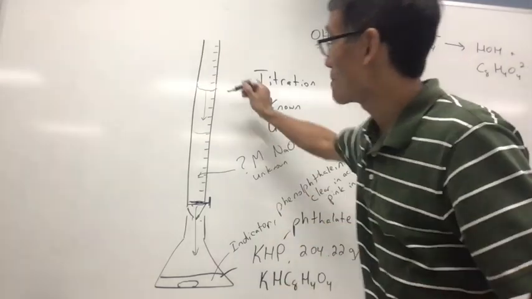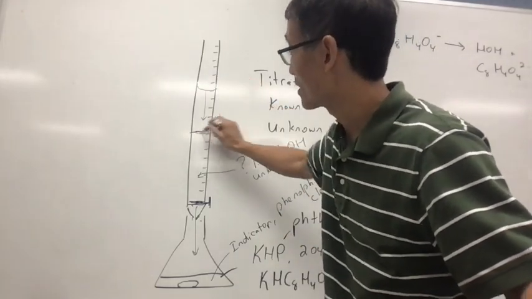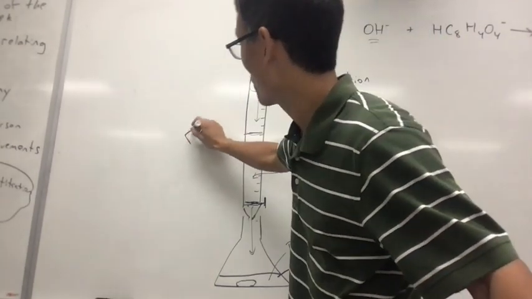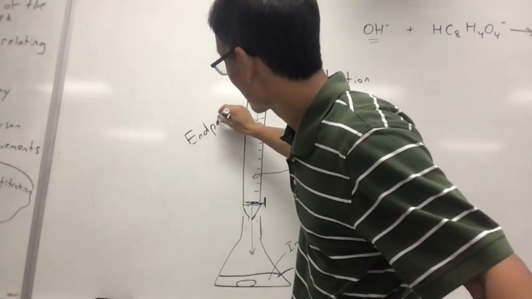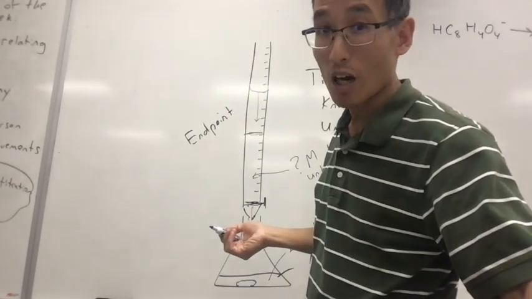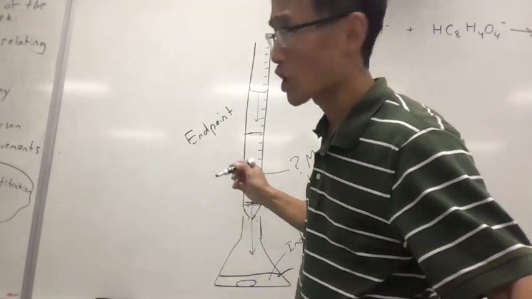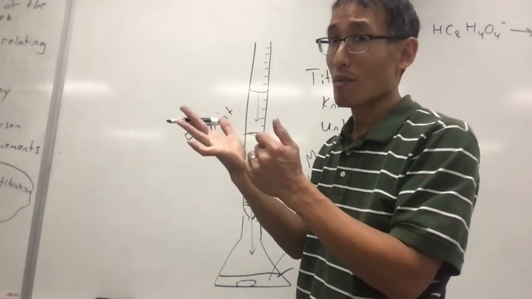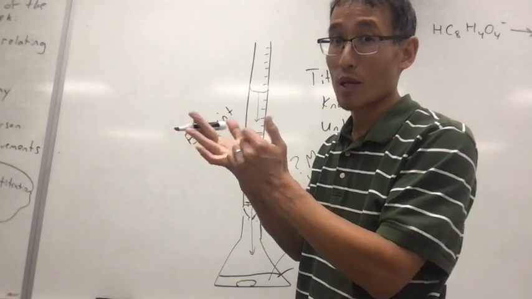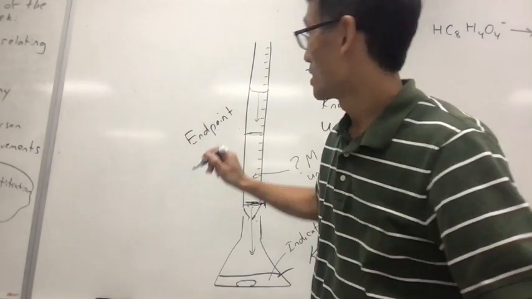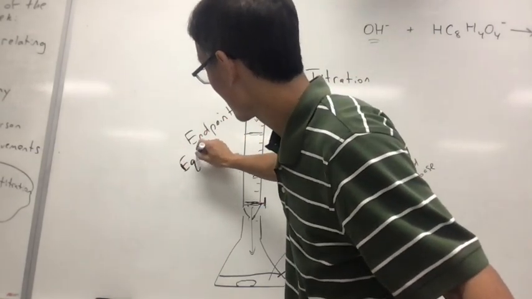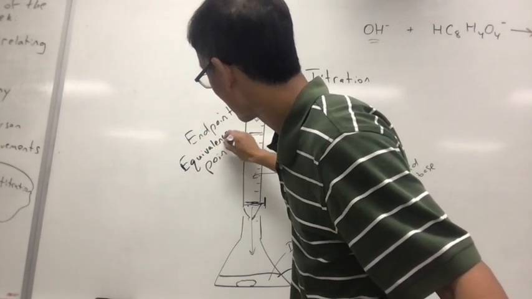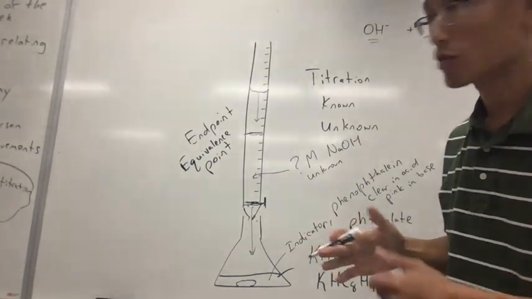So whatever this amount is, it's called the end point. The end point of the titration. It's also called the equivalence point, which is the point at which the moles of acid and the moles of base have been equaled out. So, the end point or the equivalence point.